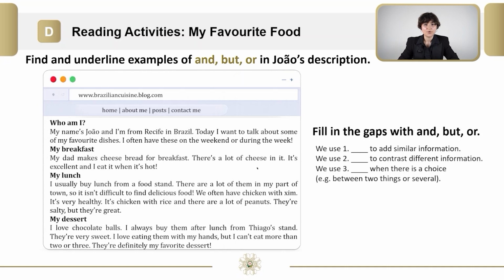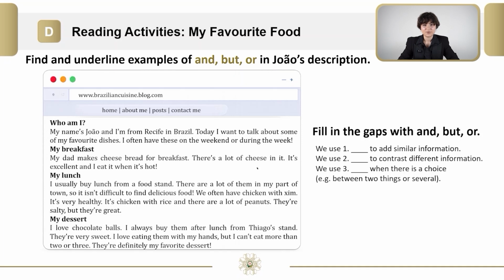Let's do one more reading activity. First, find and underline examples of and, but, or in João's description. Once you're done, fill in the gaps with and, but, or in the sentences on your right. Stop the video and do the activity.